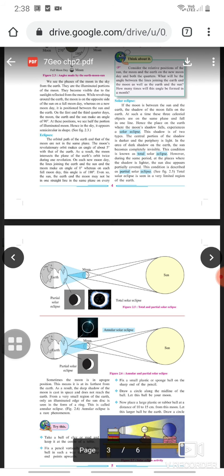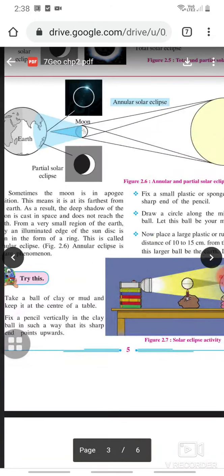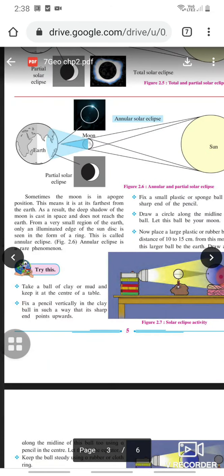Next, sometimes the moon is in the apogee position. This means it is at its farthest from the earth. As a result, the deep shadow of the moon is cast in space and does not reach the earth. From a very small region of the earth, only an illuminated edge of the sun disk is seen in the form of a ring. This is called an annular eclipse. An annular eclipse is a rare phenomenon.